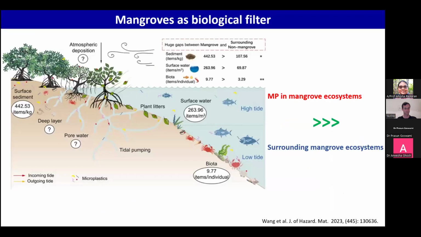And this is also another review work published recently. It was reported that mangroves especially work as a biological filter of these plastics. The root system of mangroves can trap a huge number of plastics compared to the surrounding environment. What they found was that concentrations of microplastics in mangrove roots as well as sediment, water, and biota around mangroves are significantly higher than in the surrounding non-mangrove environments. So definitely mangroves are one of the biggest plastic pollution hotspots.